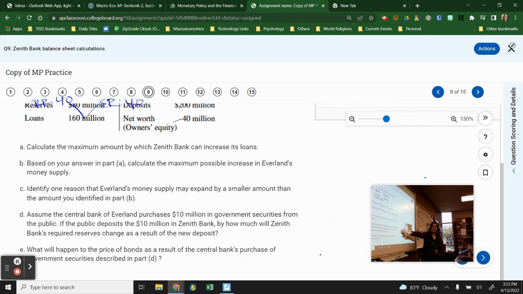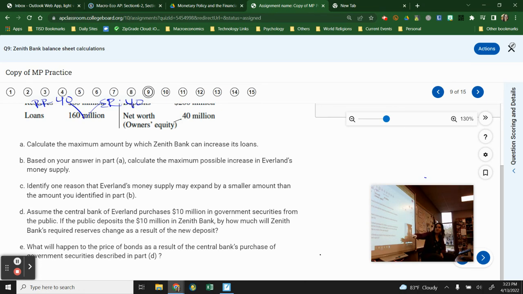Are we ready for 3? C? Who wants to tell me what they put for C? If they loan out less than 40 million. If they loan out 40 million, then we'll have a $200 million change. But if they loan out 39 million, then it's going to be less. If they loan out less than their excess reserves, if they don't loan it all out.